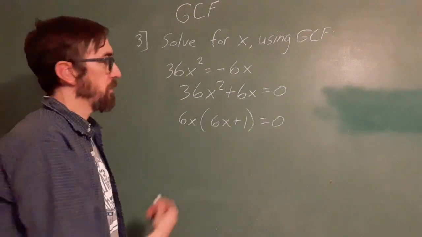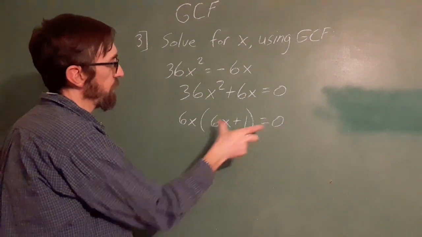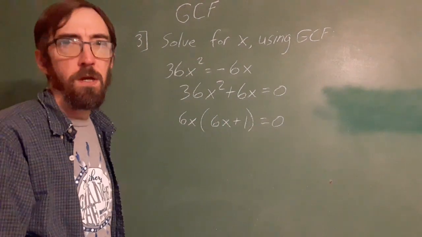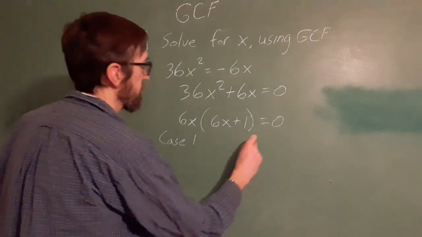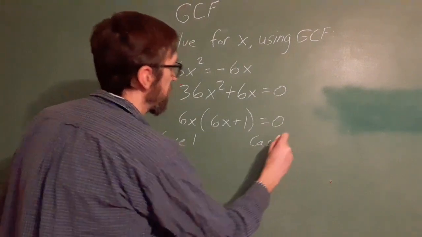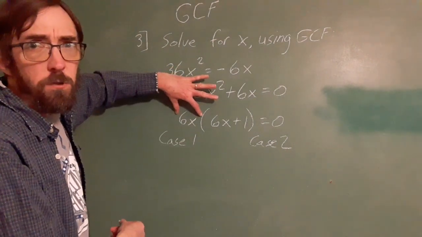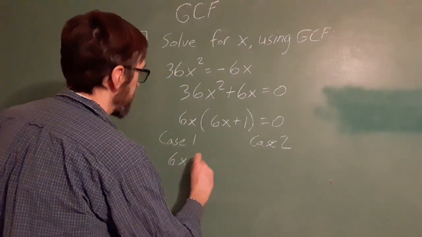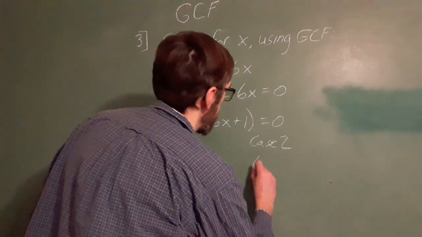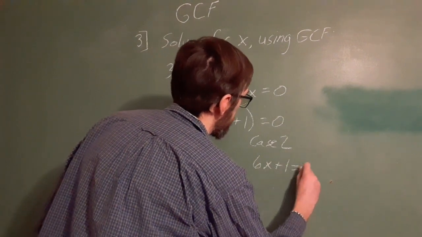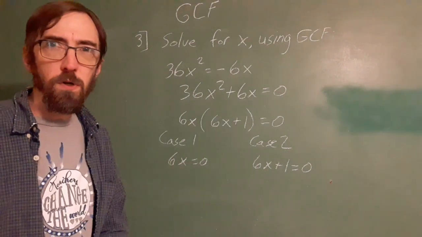Since these are equal to 0, by the zero product property, it means that either this or this has to be 0 for the product to be 0. So we're going to create two cases. In case 1, we're going to put this piece equal to 0. And in case 2, we're going to put this case equal to 0. And now we're just going to do the algebra. We're going to solve each of these cases for x.